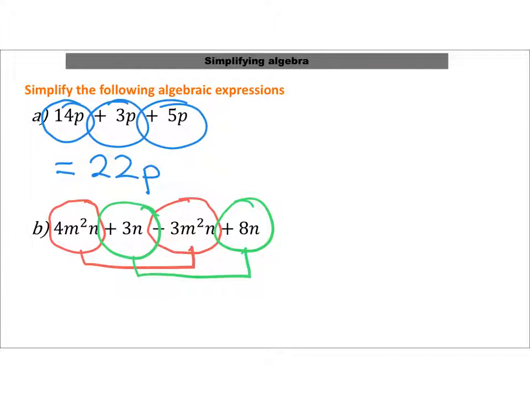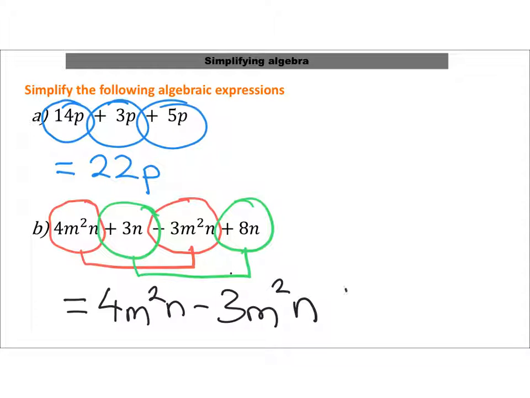So on my next line, I've got 4m squared n here, and then I'm going to subtract 3m squared n from it. I'm going to write that out in full just so we can follow along a little better: 4m squared n subtract 3m squared n, and then I'm going to put our other group of like terms on the end. Now that's ready to group them up because they're next to each other.